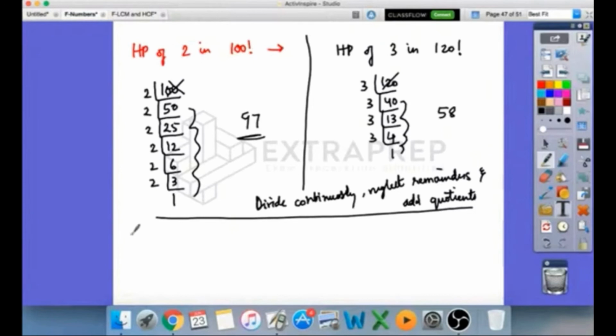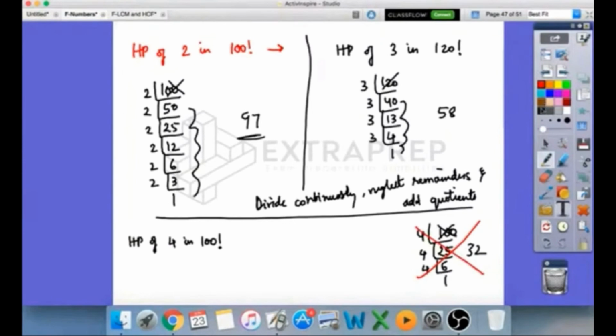Why? Because let's look at another question. The highest power of 4 in 100 factorial. Now if I ask you to find the highest power of 4 in 100 factorial, and you do this, 100 by 4, you have 25. How many times does 4 go into 25? 6 times. How many times does 4 go into 6? 1 time. You leave 100 and you add these, you're gonna get 32, which is wrong. It's not possible like that. I'll explain the reason, don't worry, okay?